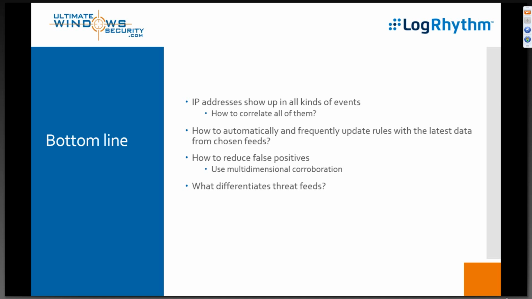How do you automatically and frequently update your rules with the latest data from your chosen feeds? That's something that some solutions provide, some don't yet. How do you reduce your false positives? And that's what we're getting at in the previous slide with multi-dimensional corroboration, of which Eric is going to show you some examples. And then what differentiates threat feeds?